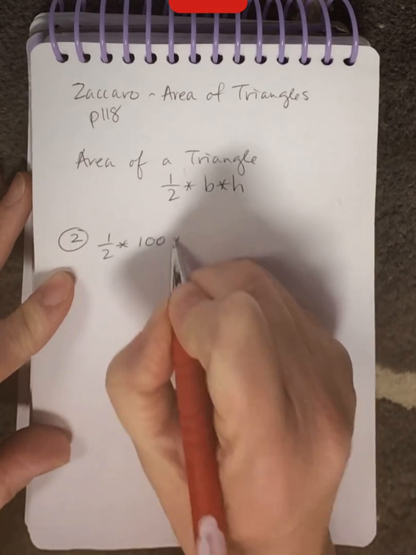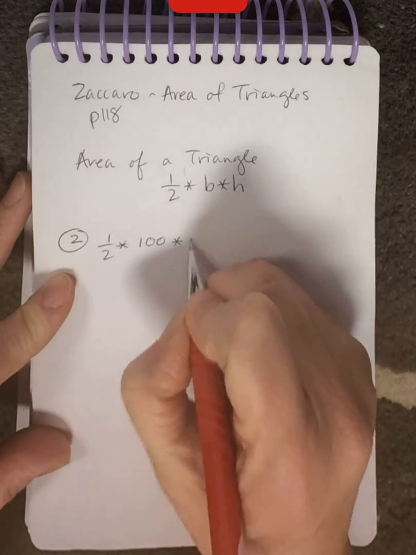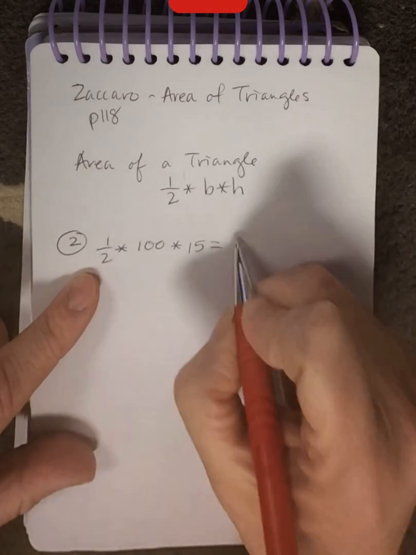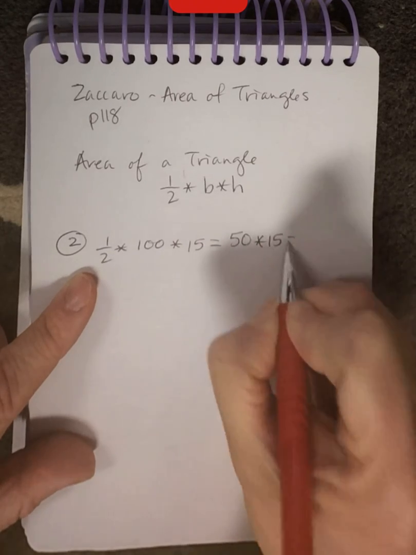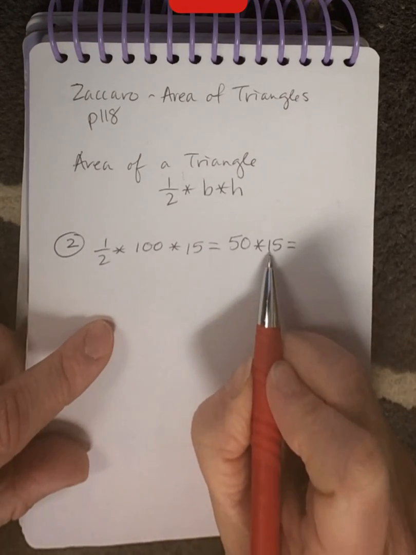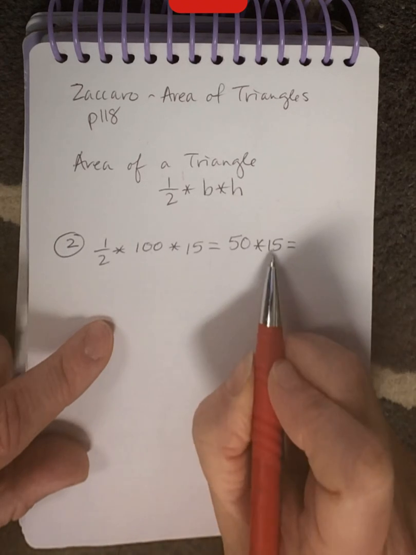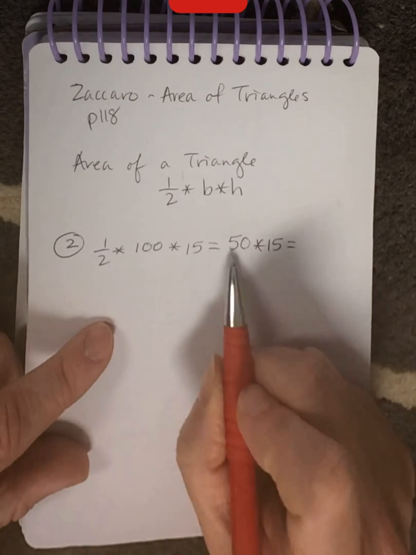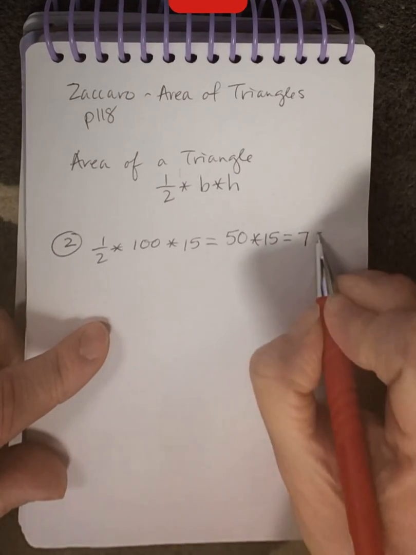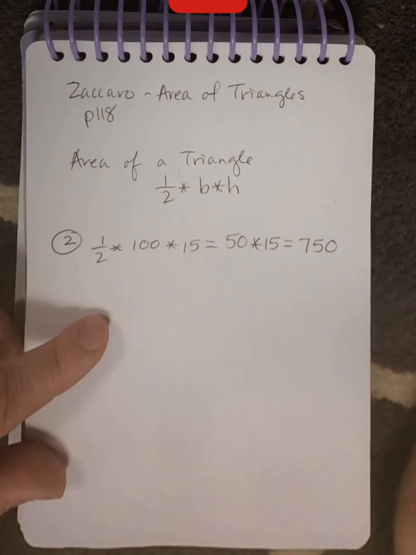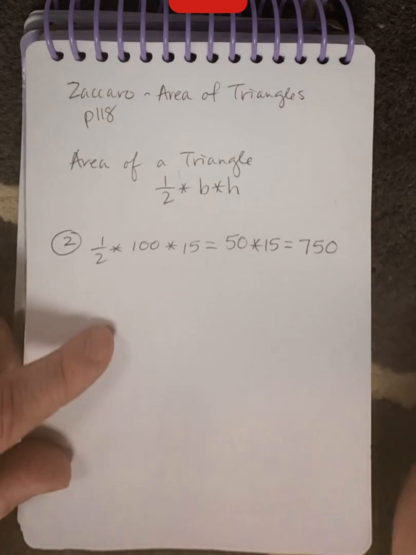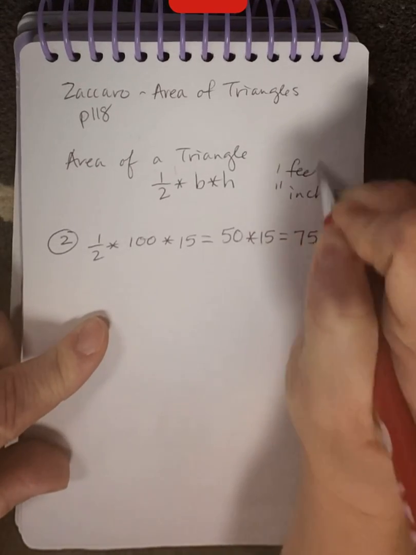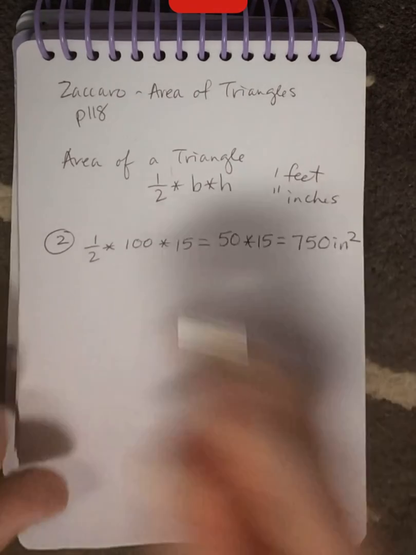If I write this out, 100 times 1/2 times 15. Now I can just take half of the 100 right away. Half of 100 is 50, so now I have 50 times 15. 5 times 10, or 50 times 10. I'm just going to do 5 times 10 and add a 0 at the end. 5 times 10 is 50. 5 times 5 is 25, so that is 75. And then I'm going to put my 0 for my 50. And so it is a double mark, which is inches. The single is feet. So that's 750 inches squared.